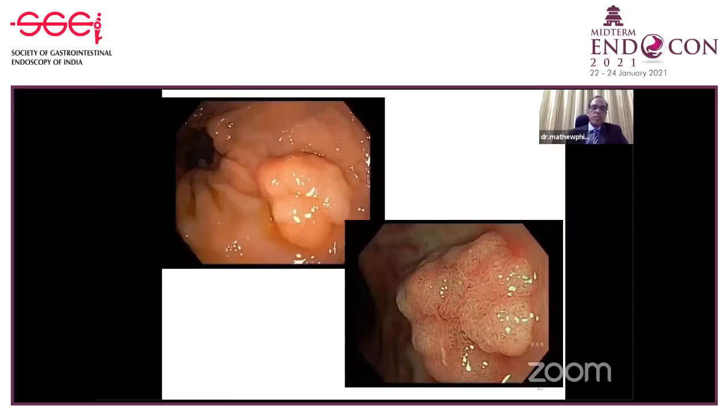This is one of my patients. You can see it's probably a type 2B, and you can see a central depression there, and we diagnose it as a flat adenoma, probably type 2B.